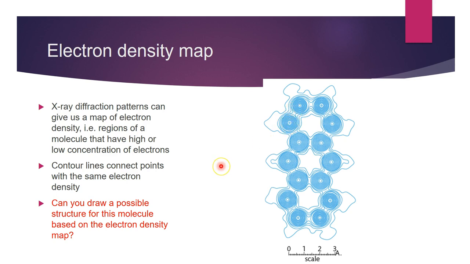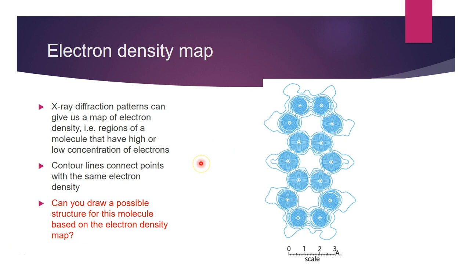So have a go, pause the video, and see if you can draw the possible structure of what this is, thinking that each sphere here represents an atom. If they're close to each other like this, we're going to have a bond, so we'd have a bond here, and see if you can draw what you think the structure would be, and come back and see what it is.